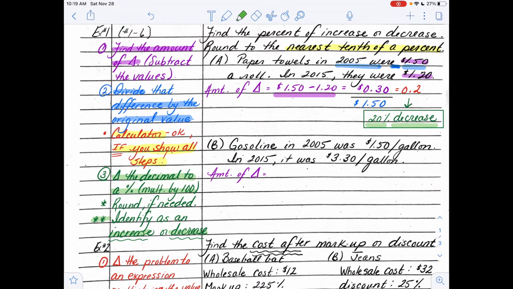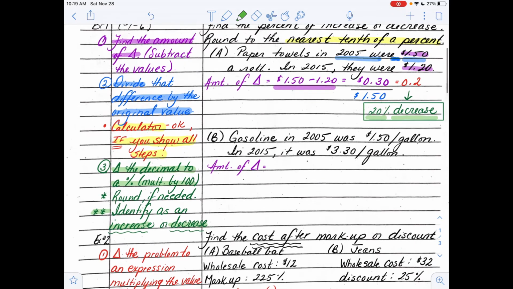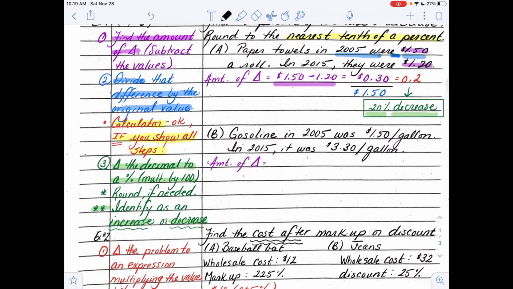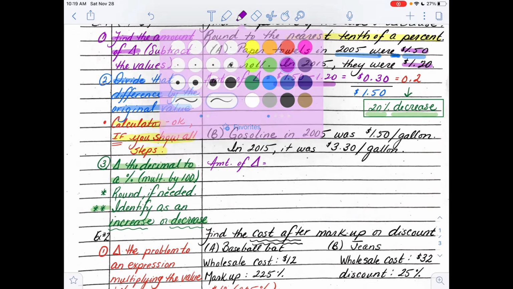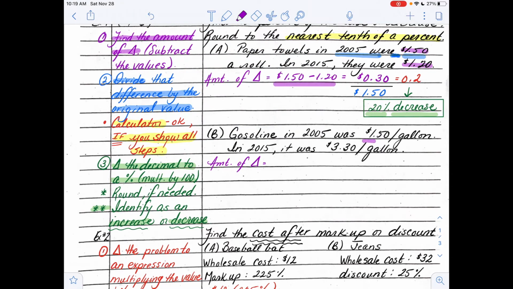Gasoline in 2005, $1.50 a gallon. Haven't seen it that forever. But in 10 years later, 2015, it was actually $3.30 a gallon. So let's find this percent rate of change. First, step 1, find the amount of change. So let's go ahead and look at those two values. One in 2005, it was $1.50. 2015, it was $3.30. So let's go ahead and subtract.